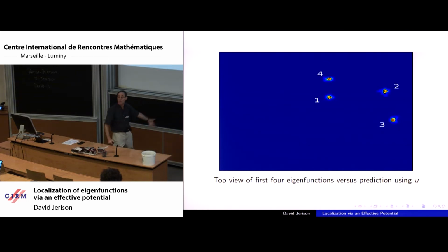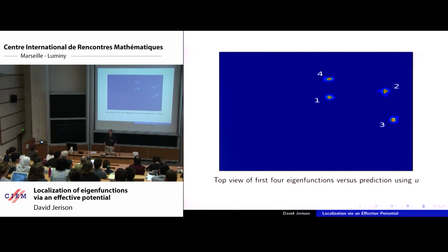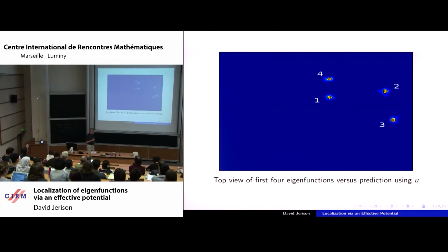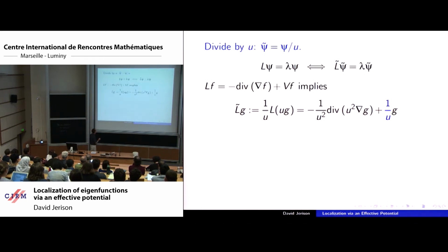And it goes much, much higher. I've just shown you the first 4. It goes all the way up to filling this whole region here with eigenfunctions. So at least the first 40 are easily explained. That's a little mysterious, and that's what we want to discuss here.